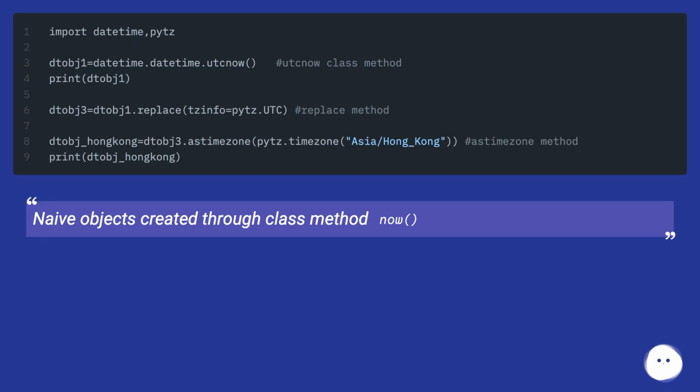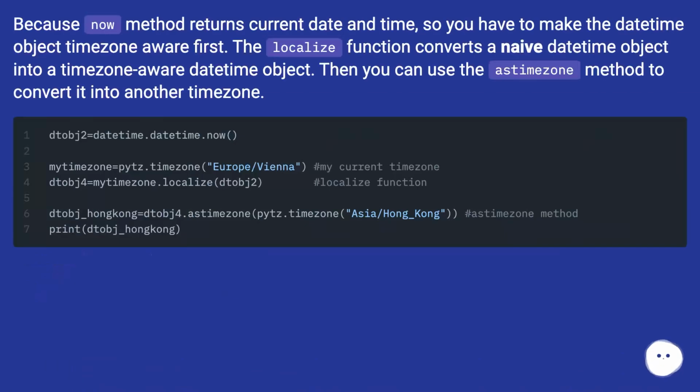Naive objects created through the class method now. Because the now method returns the current date and time, you have to make the datetime object time zone aware first. The localize function converts a naive datetime object into a time zone aware datetime object. Then you can use the astimezone method to convert it into another time zone.